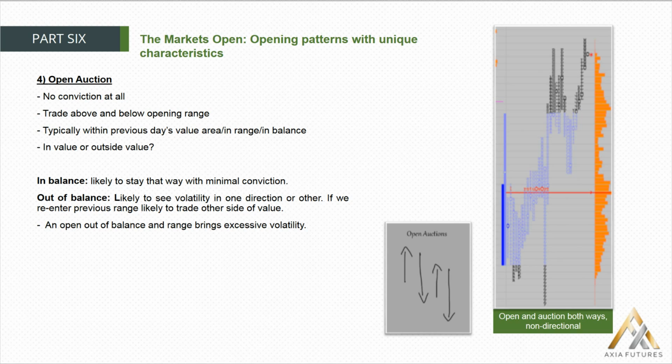Note, the question to ask is, where does this open occur? More often than not, you will see this open in a balanced type open. However, sometimes we can see this when we open completely out of balance. And the reason for this is that when we open out of balance, we get a lot of other time frame participants being dragged in at these much higher or much lower prices, resulting in a lot of two-way auctioning between buyers and sellers.